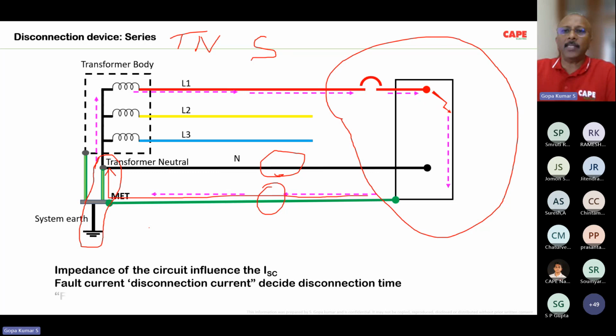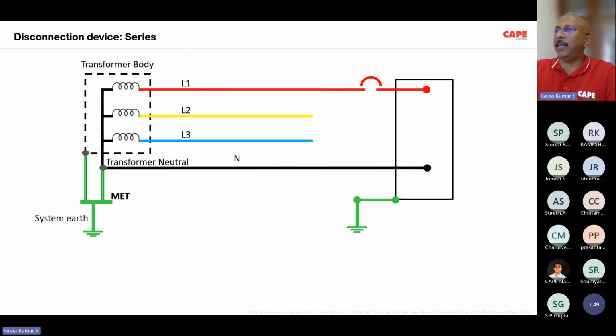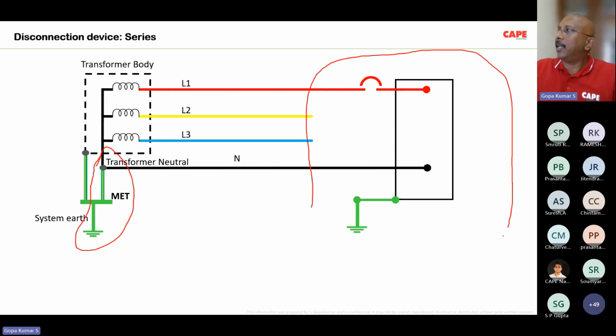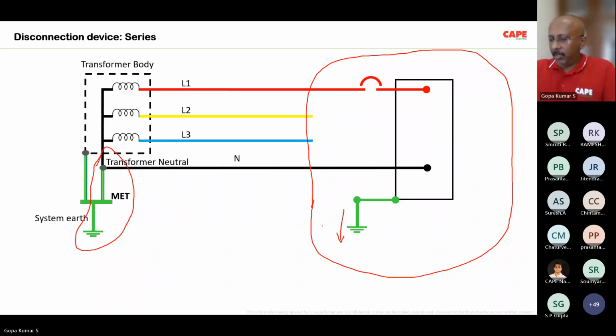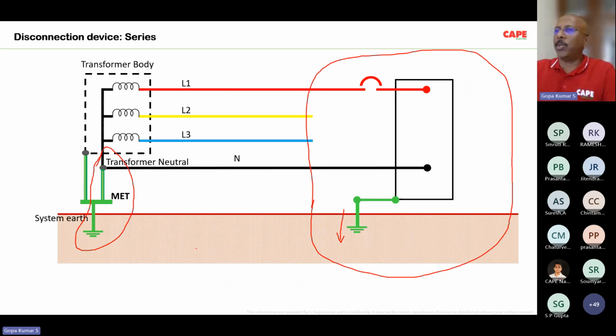The second system is called TT. In a TT system, the source side remains the same. The neutral of the transformer is connected to an earth electrode. But here the difference is that the entire exposed and extraneous conductive parts of the consumer premise are connected to a separate, electrically independent earth electrode. So both are separated, TT.